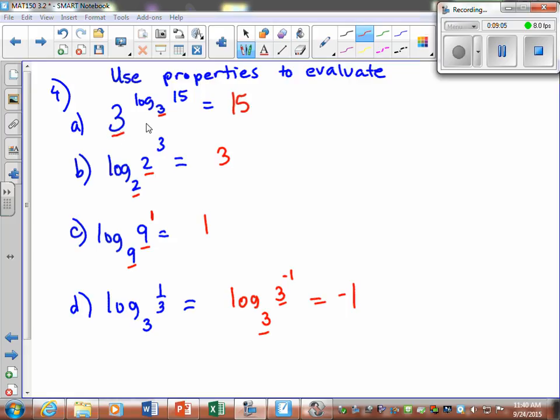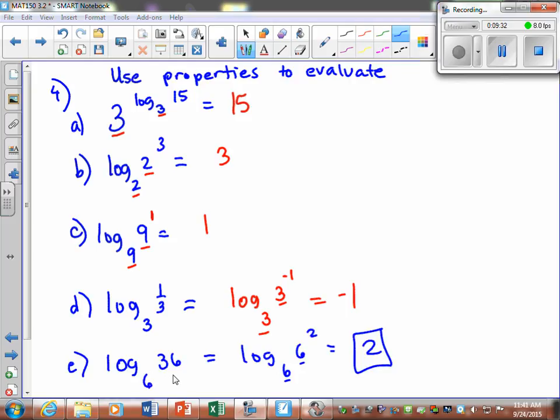Okay, so when this matches this, we get 15. 2 matches 2, we get 3. 9 matches 9, we get 1, the known exponent 1. This one didn't initially, but I can rewrite 1/3. It's 3 to the negative 1 power, and then now these match and we get negative 1. Probably could have used this idea on that last one that I was trying to work with, but we're going to wait till the later lesson. And this is kind of the idea.